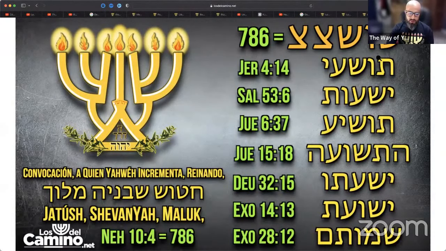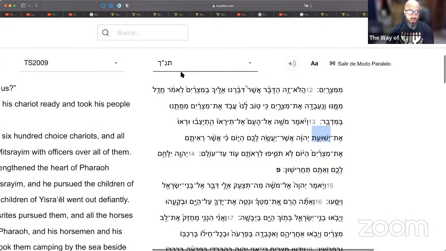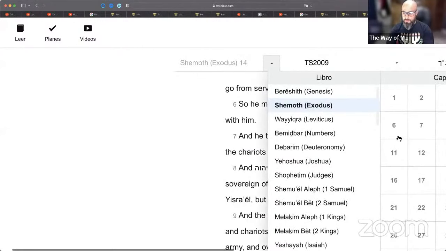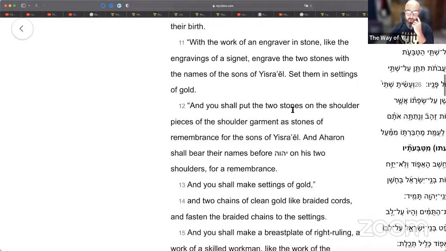And finally, Exodus 28:12. And you shall put the 2 stones on the shoulder pieces of the shoulder garment, as first and last, as stones of remembrance for the sons of Israel. And Aharon shall bear their names before Yahweh on his 2 shoulders for a remembrance. With the names of the sons of Israel, right? So, and Aharon shall bear their names on his shoulders.